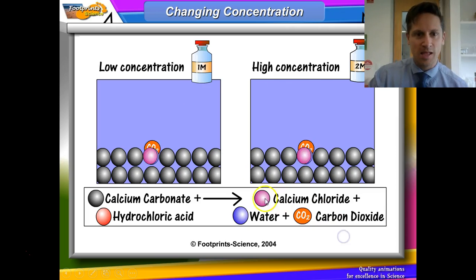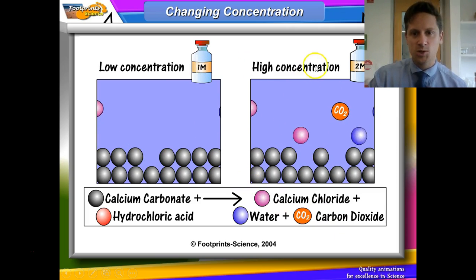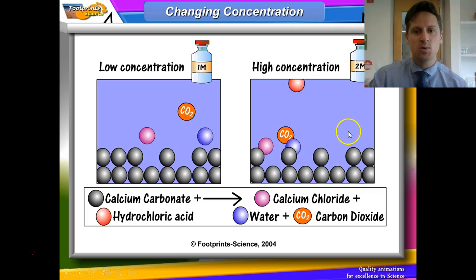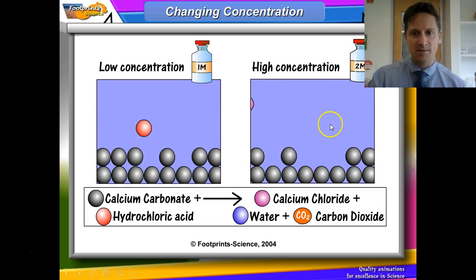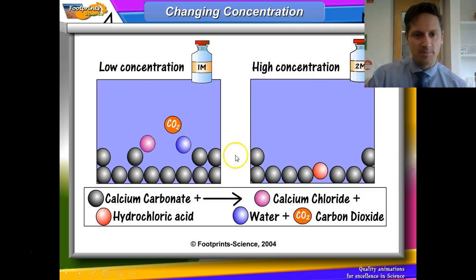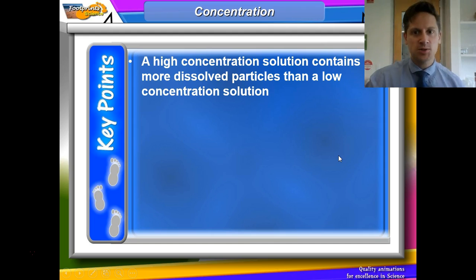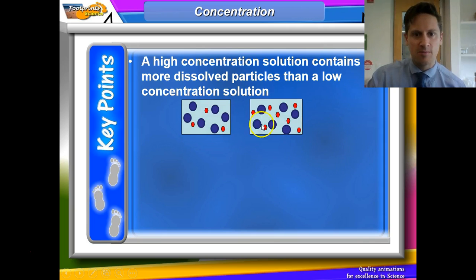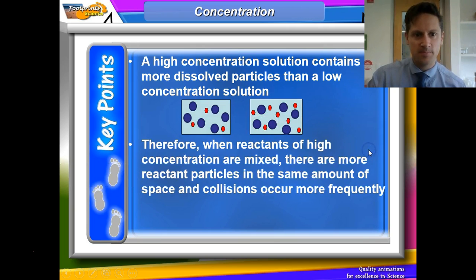Here's a side-by-side play-by-play. You can see low concentration versus high concentration, twice as many reactant particles coming in for high concentration because we've got more reactant particles. So a high concentration solution contains more dissolved particles than a low concentration solution. So here we've got our side-by-side once again.